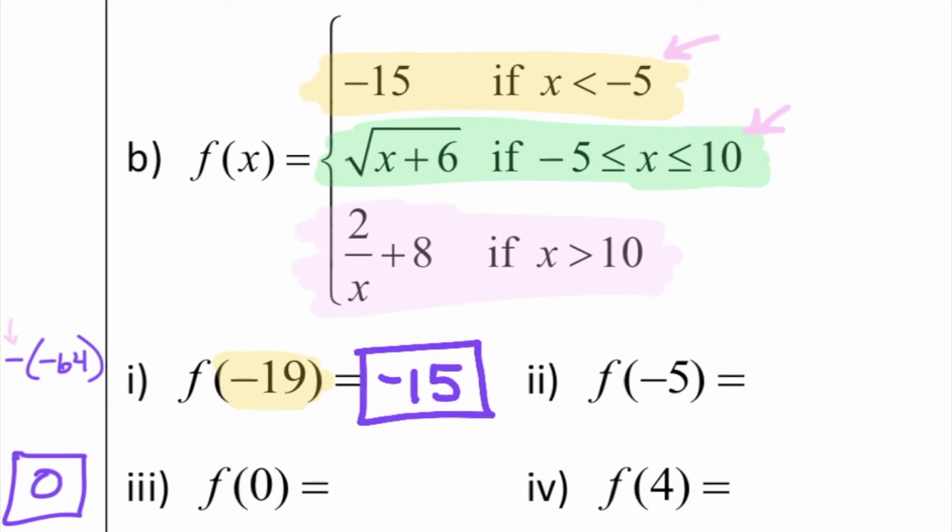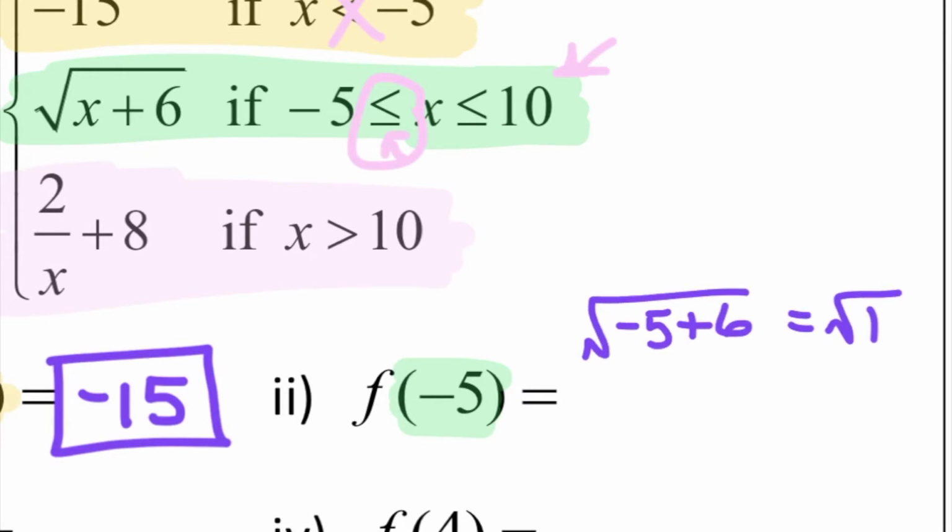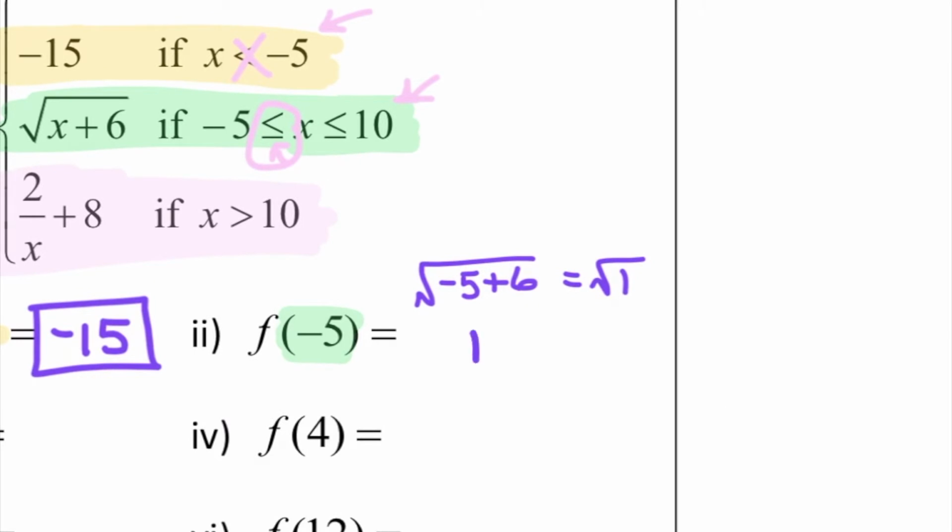But when it's exactly negative 5, remember that we're looking for the little equal sign. It's not here, so it's got to be here where you've got less than or equal to. So we're going to use the green equation for exactly negative 5. And so now I'm going to do the radical negative 5 plus 6, which equals the square root of 1, and radical 1 is just 1.